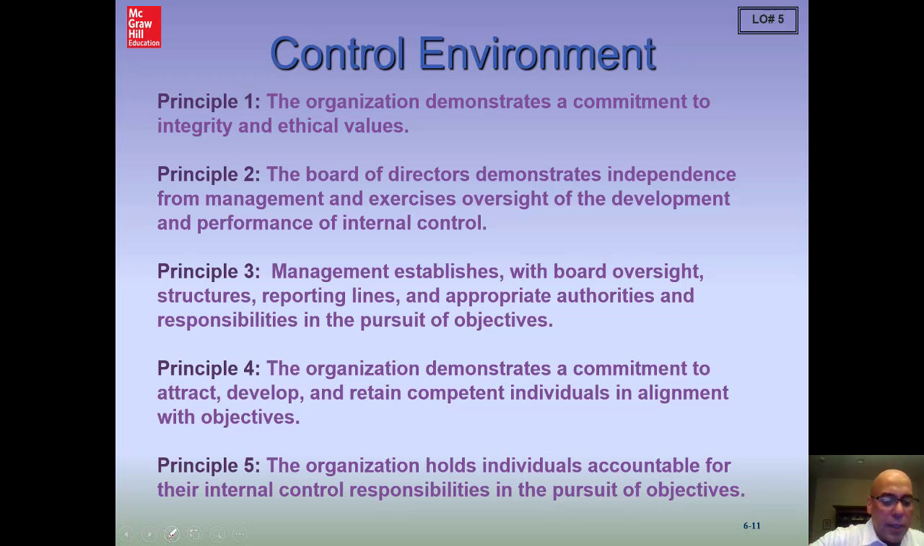And so what's going to happen, we're going to see involvement at the highest levels of the organization. So we're looking for the board of directors to demonstrate their independence from management, right? Very high level issues that we're talking about here. Management is going to establish the appropriate oversight for the board, structures, reporting lines. We have an expectation, for example, that our internal auditors should be reporting directly to the board of directors, right? And we talked about that a little bit earlier. We're going to obviously retain competent individuals in alignment with the entity's objectives.